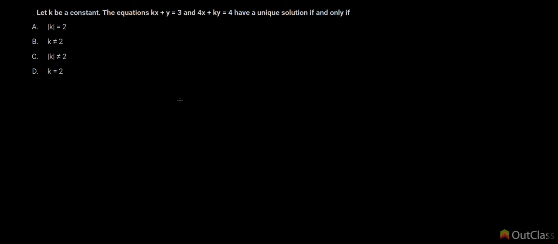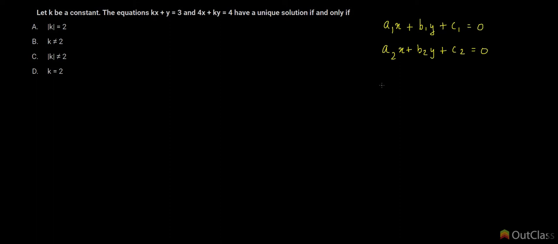Let k be a constant, the equations kx plus y is equal to 3 and 4x plus ky is equal to 4 have a unique solution if and only if which of these conditions. So the topic here is number of solutions to a pair of linear equations in two variables, and the concept as we know it is if the equations are a1x plus b1y plus c1 equal to 0 and a2x plus b2y plus c2 is equal to 0.